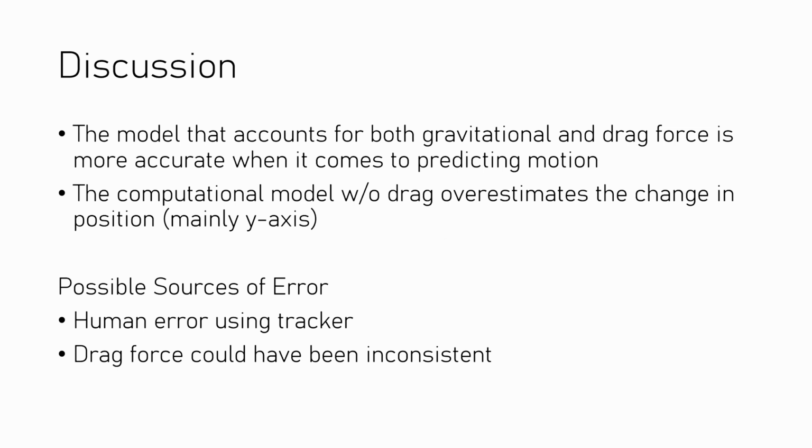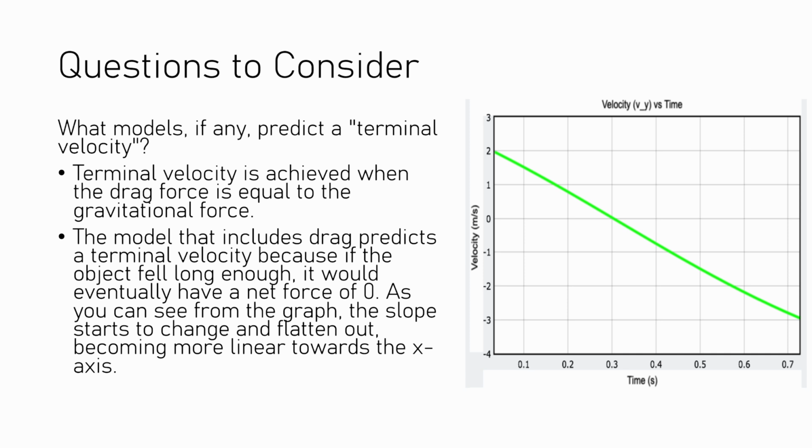Discussion. The model that accounts for both gravitational and drag force is more accurate when it comes to predicting motion. The computational model without drag overestimates the change in position, and the possible sources of error include human error using Tracker, or the drag force could have been inconsistent.